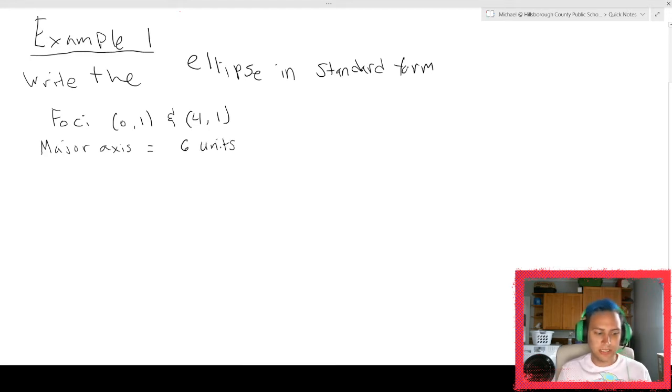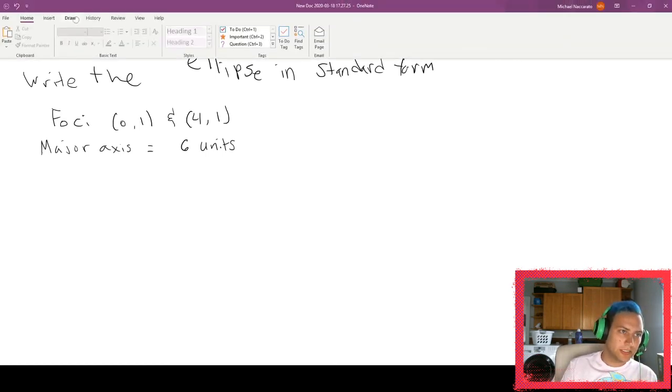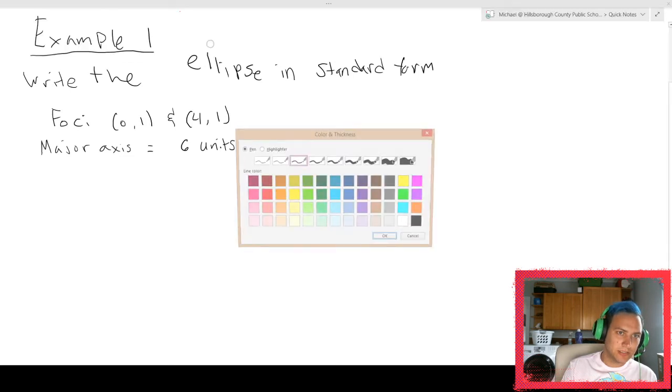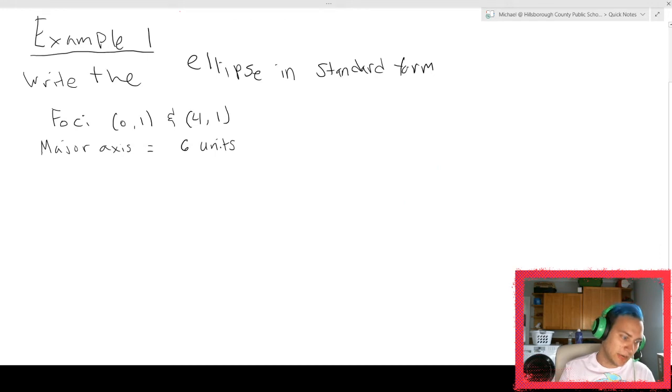Well, all those things are going to play an important role here. The first thing I need to figure out is where the center is, where that vertex is. The center is pretty easy to find. We're just going to use the midpoint formula. So I'm going to take those 2 points that I have up there, 0, 1, and 4, 1, and find the midpoint of them.